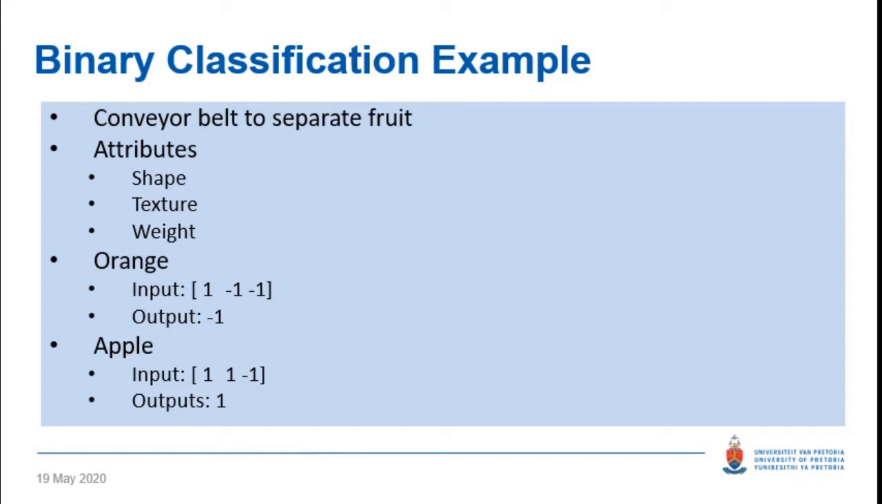Now if we look at an apple, the apple is round, so its first value is 1. It has a smooth skin, so its second attribute value is 1, but it's usually less than 0.5 kgs, so its last attribute value is -1. And as it's the second class, we're just representing apples using a 1.